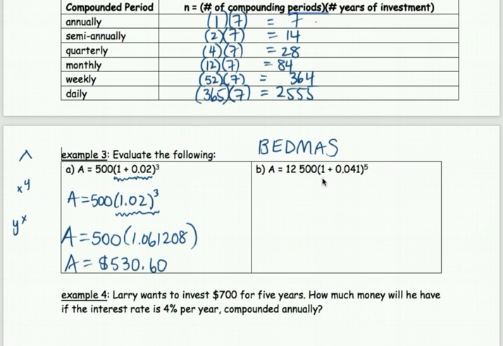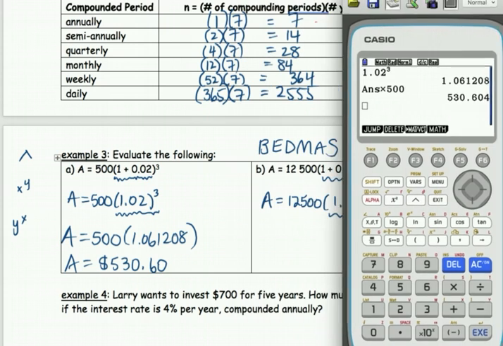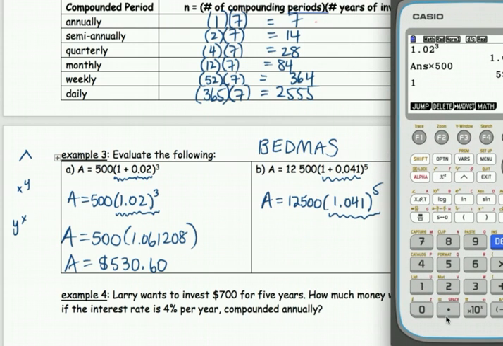Make sure to follow BEDMAS. So again, we're going to calculate this step right here first. When we do that, it cleans up to 1.041 to the exponent 5. The next step is to take care of the exponent, so let's do that on our calculator. 1.041 to the power of 5, enter. We get 1.22.